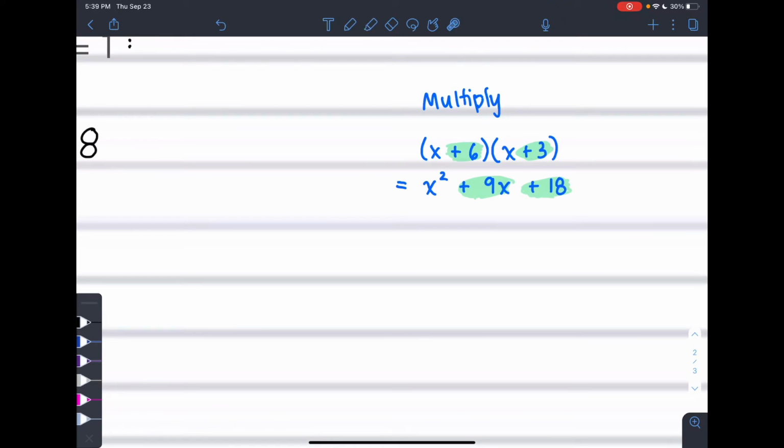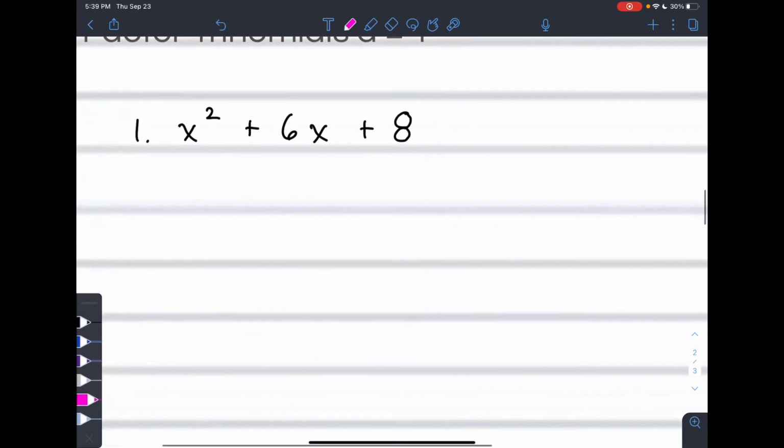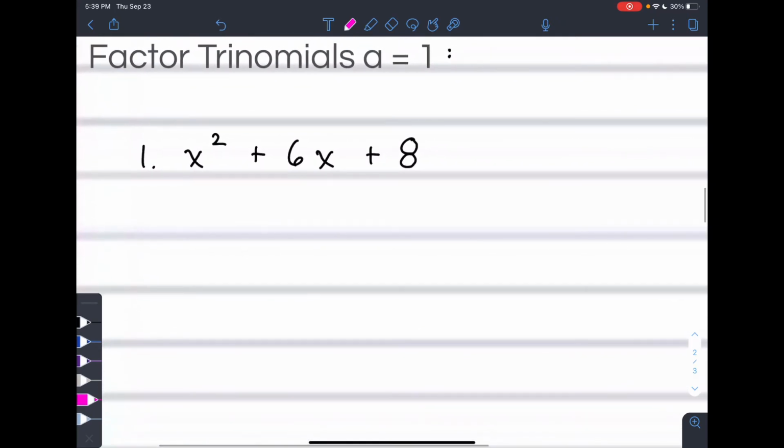In our original factors, 6 and 3, 6 times 3 gives us 18. 6 plus 3 gives us 9, right? This pattern is what helps us figure out how we rewrite this guy as a set of factors, okay? But there is a way to organize this information visually. It's a little bit nicer, okay?